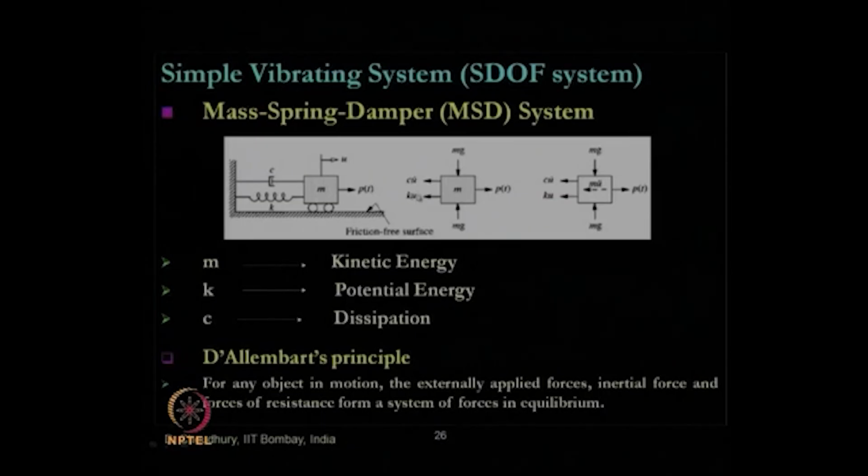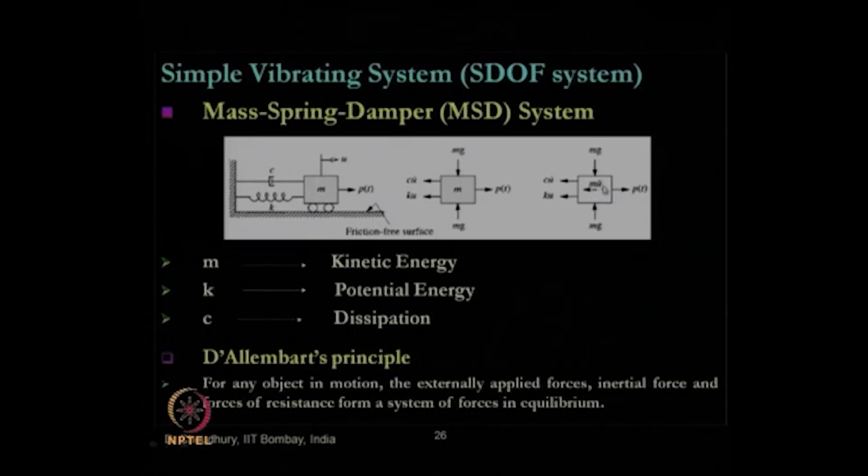So, K times u is nothing but the spring force, and C times u dot is nothing but the damper force. So, damper force is nothing but damping constant times the velocity, and P of t is the externally applied dynamic load. Inside the mass there will be an inertia component getting developed. So, inertia force will be m times u double dot.